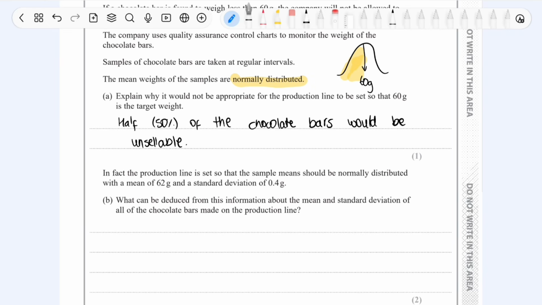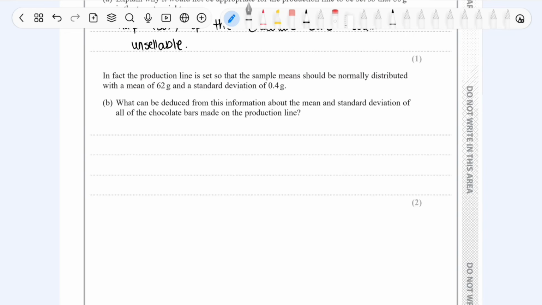If you don't already know by now, 50% of the data is to the left and the right of the mean respectively, because the mean is obviously the median, isn't it? In fact, the production line is set so that the sample mean should be normally distributed with a mean of 62 grams and a standard deviation of 0.4 grams.